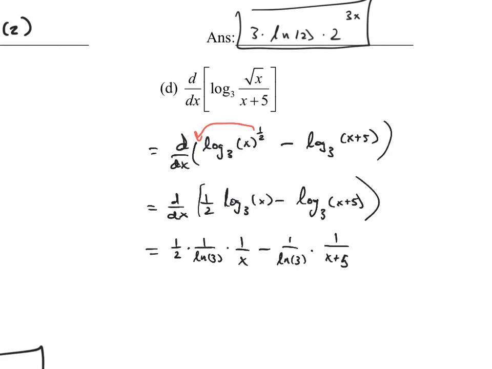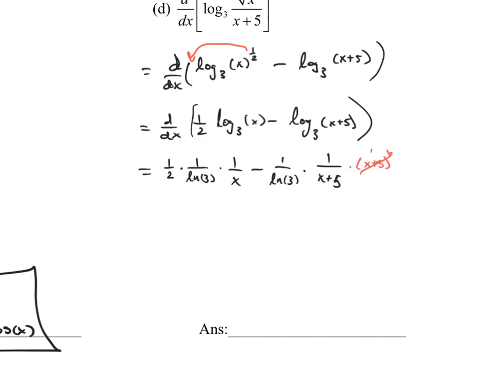But then remember, we got to do the chain rule on this one. Multiply times the derivative of x plus 5. But the derivative of x plus 5 is just 1. So I'm ending up with 1 over 2 times the natural log of 3 times x minus 1 over the natural log of 3 times the quantity x plus 5.